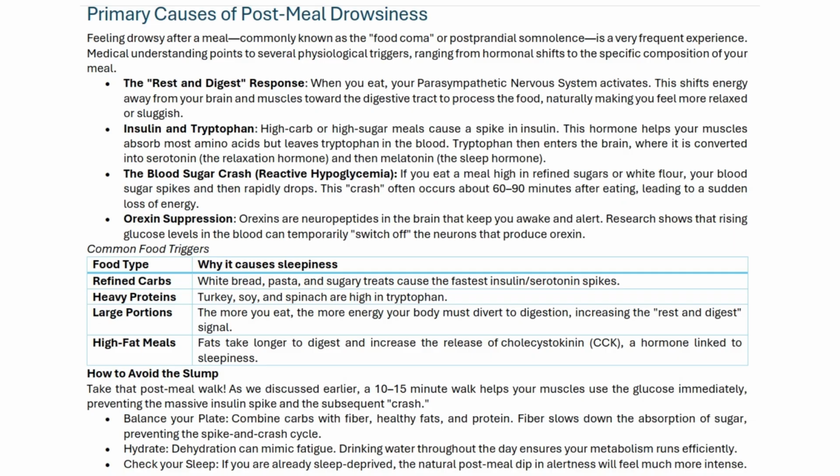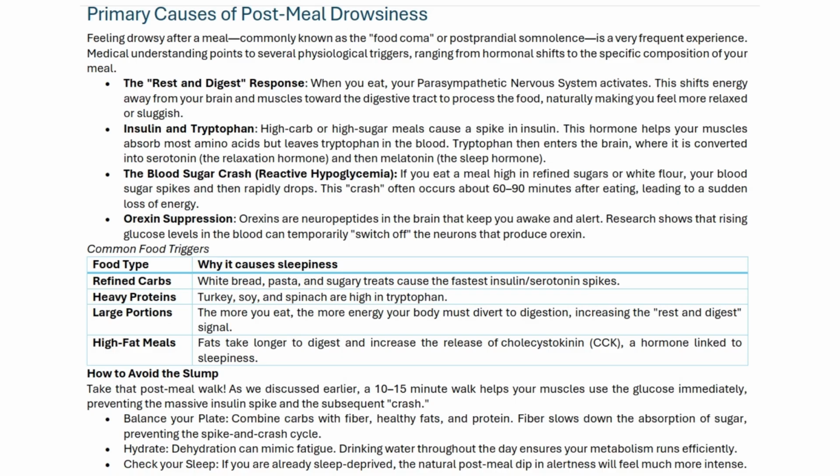Post-meal drowsiness, often referred to as food coma or postprandial somnolence, is a common phenomenon influenced by various physiological factors. The activation of the parasympathetic nervous system during digestion diverts energy from the brain and muscles to the digestive tract, leading to feelings of relaxation and sluggishness. Additionally, meals high in carbohydrates or sugars trigger insulin spikes, which facilitate the absorption of amino acids while leaving tryptophan in the bloodstream. This tryptophan is converted into serotonin and subsequently melatonin in the brain, contributing to sleepiness.